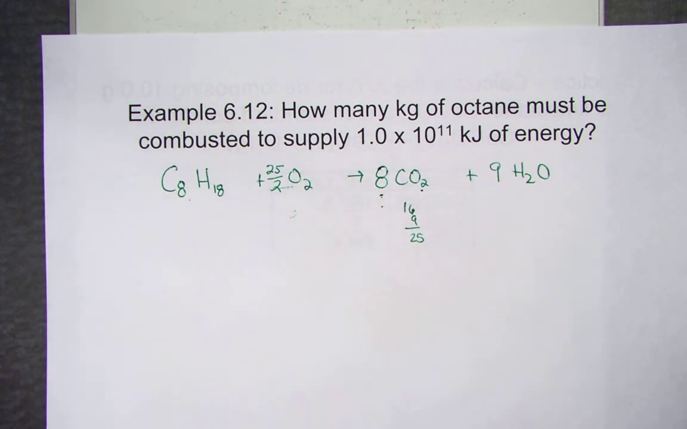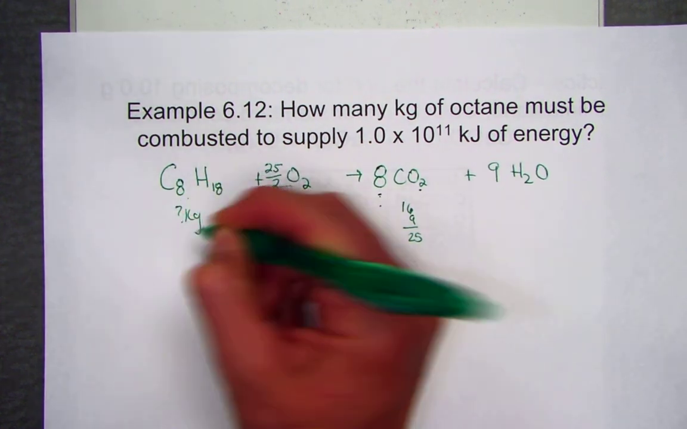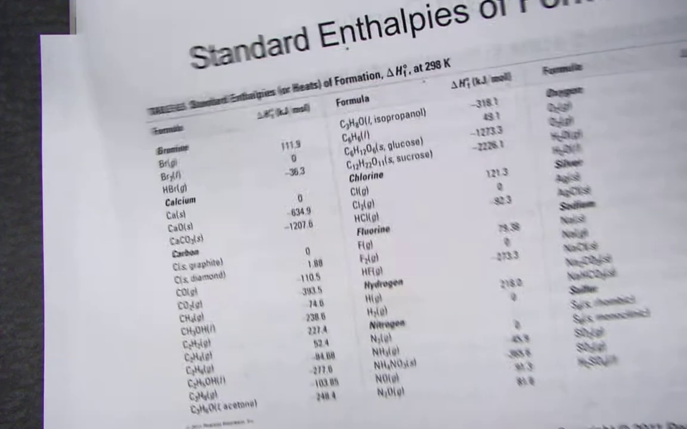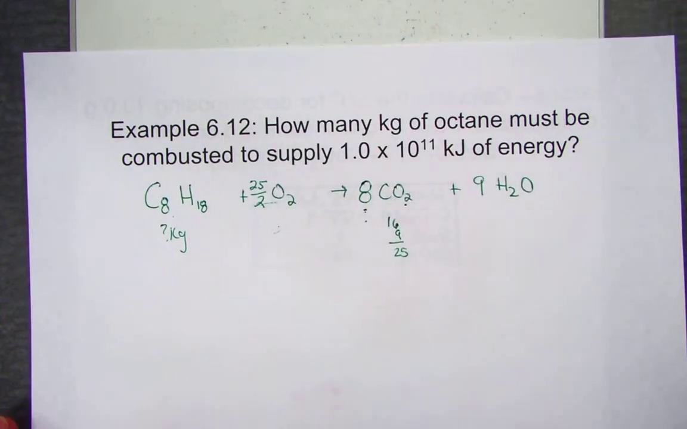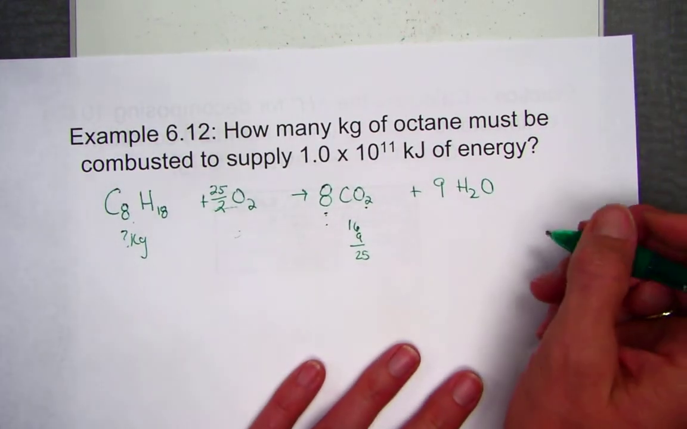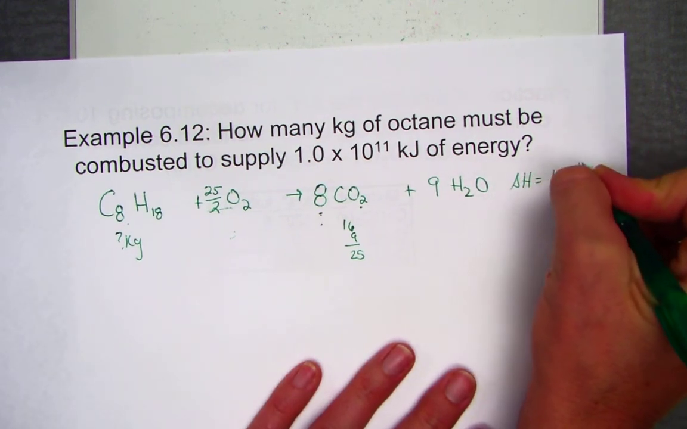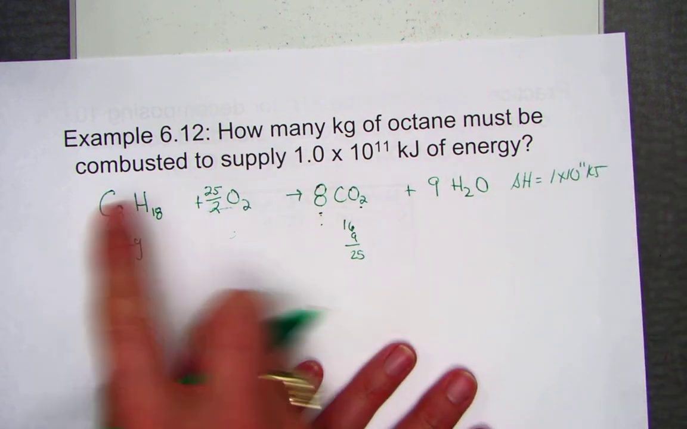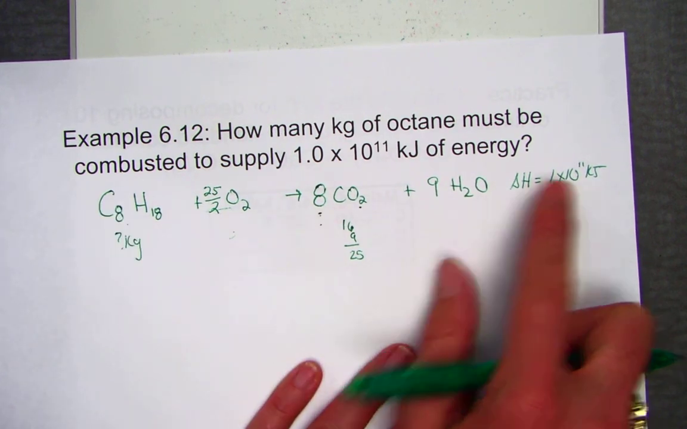Alrighty. So, how many kilograms of octane? I guess we're ultimately trying to solve for octane, C8H18. C8H18 isn't on our list, but we can solve for it. So suppose the delta H for this reaction is 1 times 10 to the 11th kilojoules, and that's for every 1 mole of octane. If this particular reaction per mole releases 1 times 10 to the 11th kJ, how many kilograms would be released?